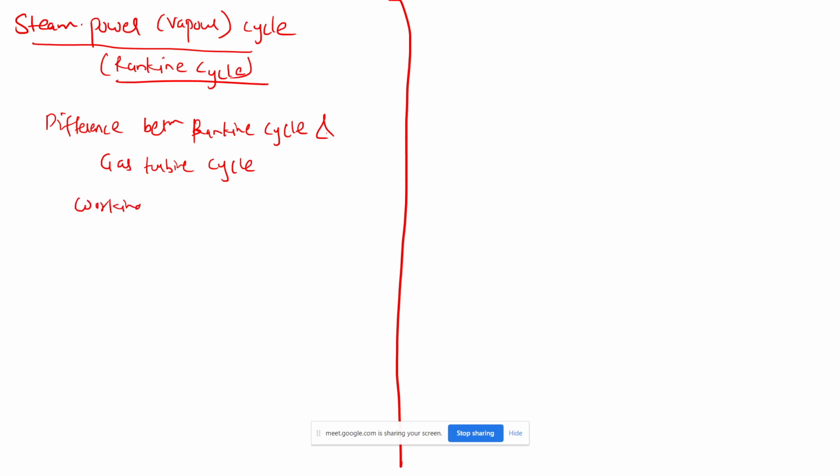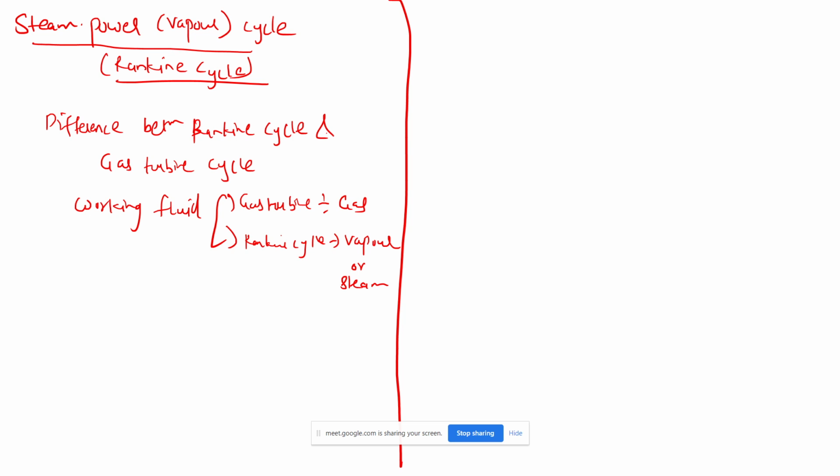Okay, for gas turbine, it is gas. For Rankine cycle, it is vapor, or steam, you can say. So the major difference between these two is the working fluid only. Okay.